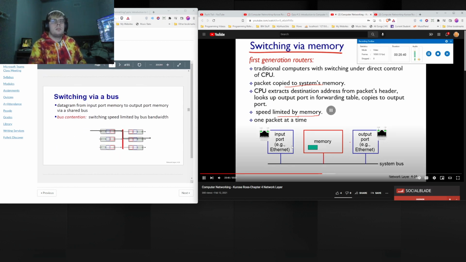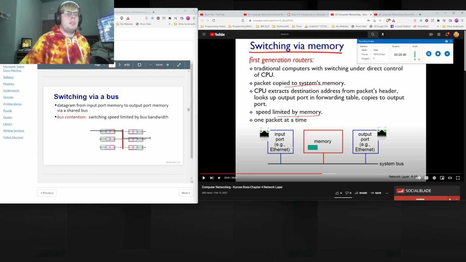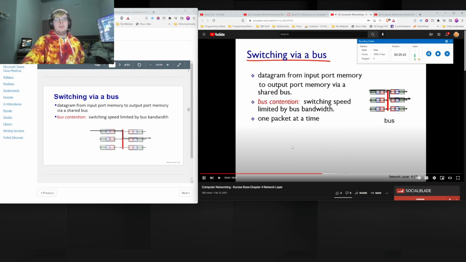Alright, so there are two disadvantages. Speed is limited by the memory, the bus is limited by the bandwidth, and the memory can only do one packet at a time to the next. Both of these can do one packet at a time.